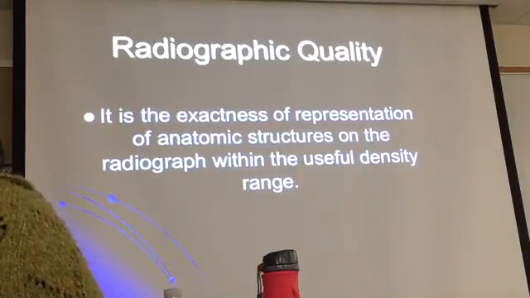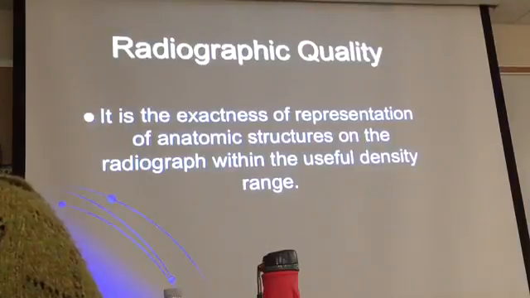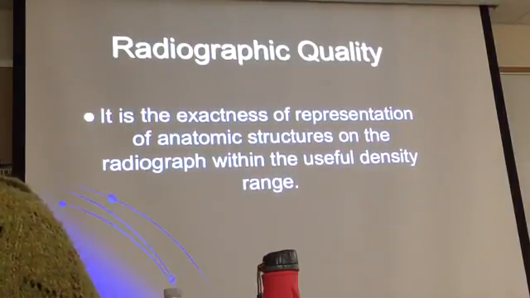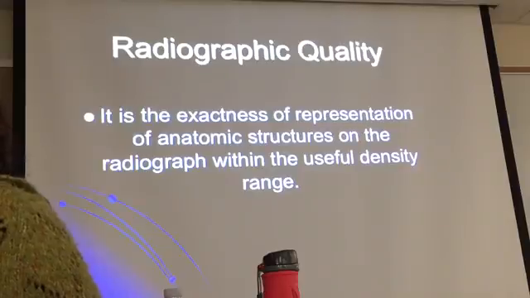It is defined as the exactness of representation. Exactness means what? How precisely you're representing the anatomy you're looking for? How close are you really to the anatomy that you're trying to represent? Say, for example, trying to represent a chest. How close is your radiograph representing that lung?